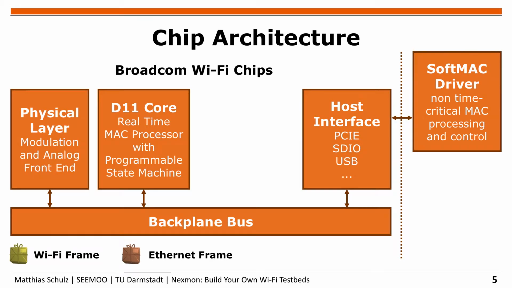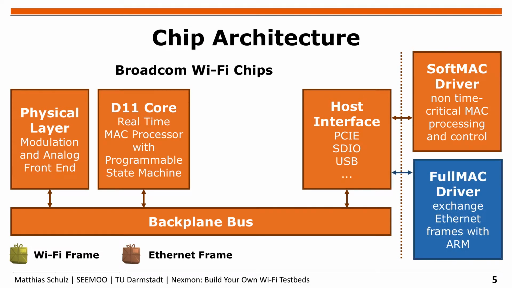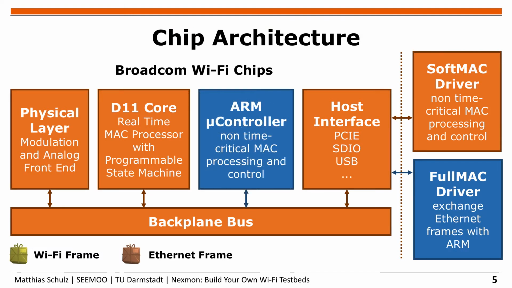And in the softMAC driver, you normally do all the non-time critical MAC layer tasks, like producing Wi-Fi frames and passing them on to the D11 core for transmission, and then they will be transmitted by the physical layer. So the difference with FullMAC chips is that you have a driver that does not generate Wi-Fi frames and send them to the chip, but instead you only generate Ethernet frames and pass them on to the Wi-Fi chip.